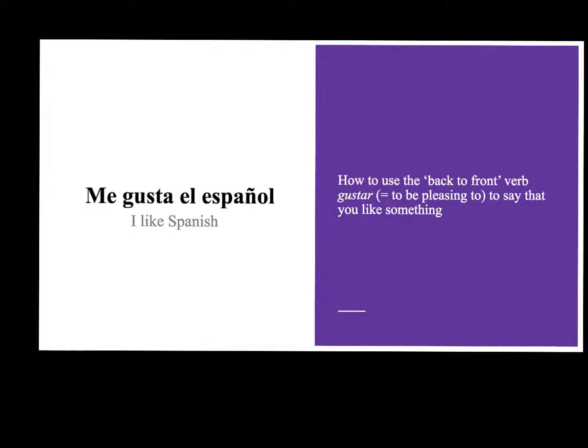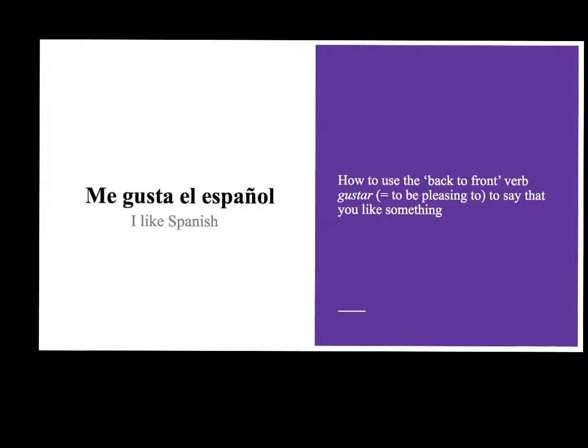As you can see on the left hand side, me gusta el español is the Spanish for I like Spanish. But the verb gustar is what's called sometimes a back to front verb. What does that mean? Well, if you look closely at the sentence here, you might notice something strange. First of all, there's no word for I here, the word yo. Well, we often miss that out with Spanish verbs, as we've seen, so that's not too surprising. The word me, by the way, is the word for to me, not I.